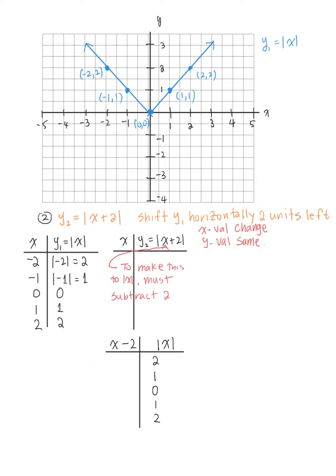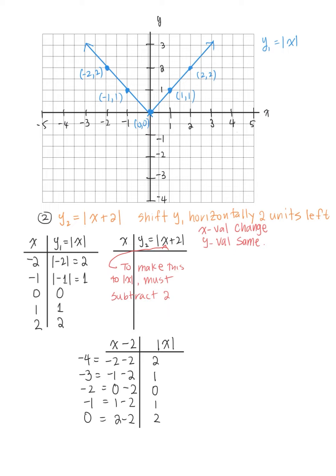So the first one is going to be negative 2 minus 2, which is going to give us negative 4. And the next one is negative 1 minus 2, which will give us negative 3. And the next one is x is 0, and then you have to subtract 2, so that's going to give us negative 2. The next one is 1 minus 2, which is negative 1. And the next one is 2 minus 2, which becomes 0.